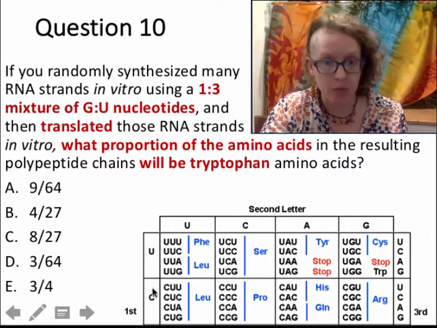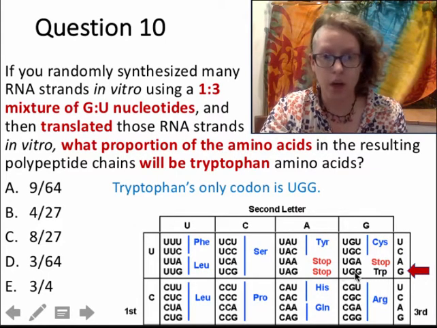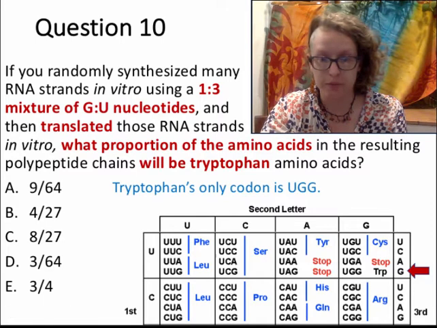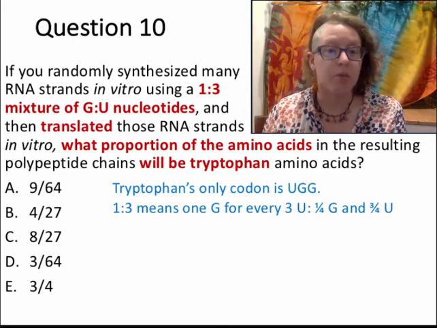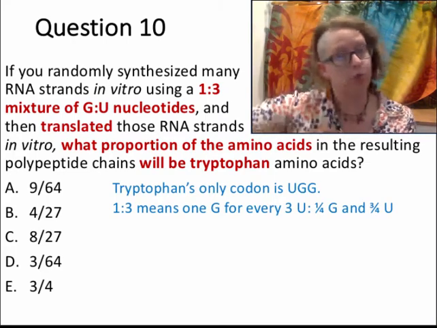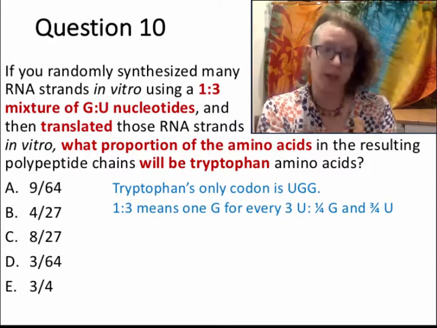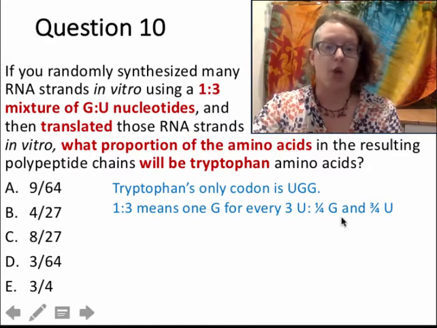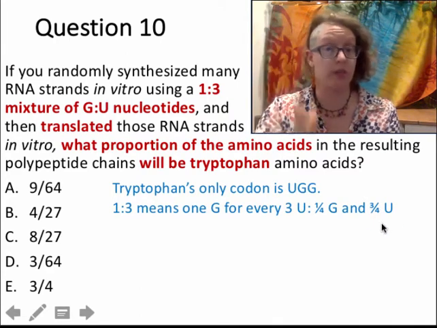So let's quickly skim looking for tryptophan. Aha, there it is, TRP, tryptophan. There's only one codon, it's UGG. So, keeping that in mind, 1:3 means 1 G for every 3 U's. So, for each individual nucleotide, there is a 1/4 chance that you'll have a G and a 3/4 chance you'll have a U for each individual nucleotide.